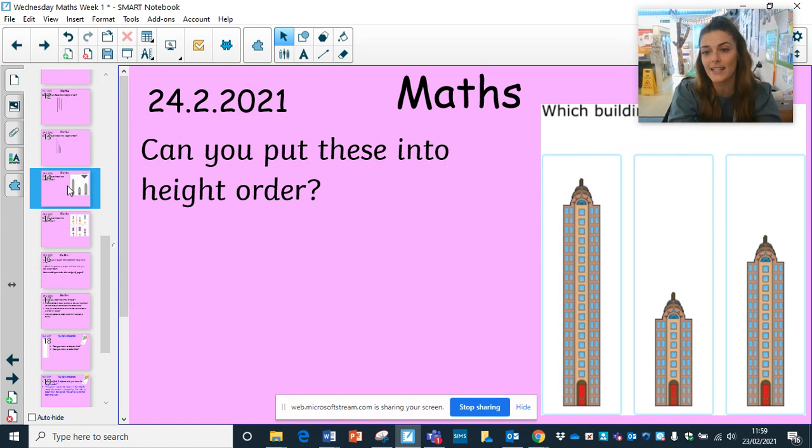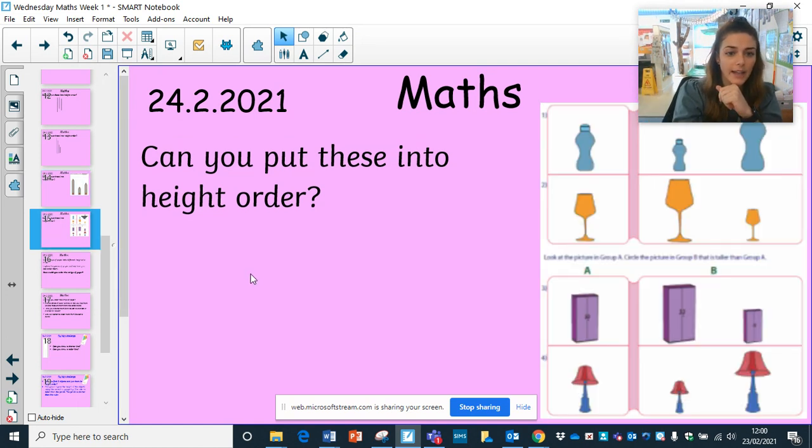So can you put these into height order? So not just using lines, but actual real life objects or things. So here we've got some buildings, some towers. So again, you can number them in order, or you can cut them up and order them. And then can you put these into height order? So there's some objects there, a water bottle, there's a glass, some wardrobes and a lamp. So can you order those again, cut them up, order them, or number them? Absolutely fine, however you want to do that.